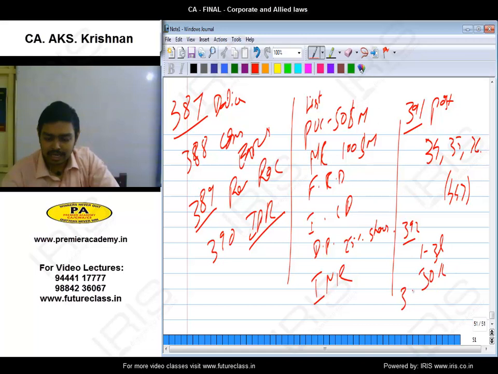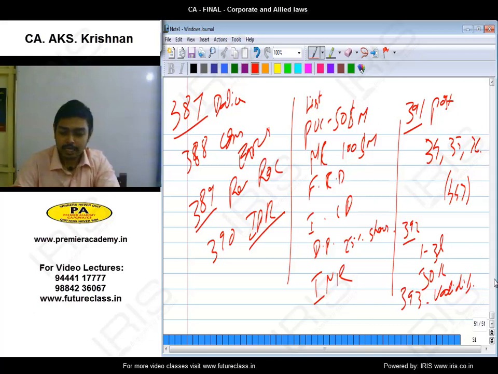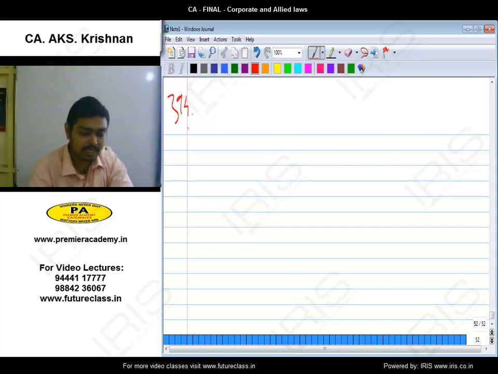will be given. And 393, effect on validity of the contracts. All the contracts are valid, but the Indian party can sue the foreign party; the foreign party cannot sue the Indian party. Then we have 394 and 395.